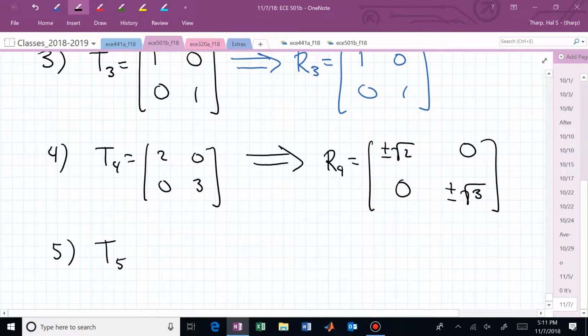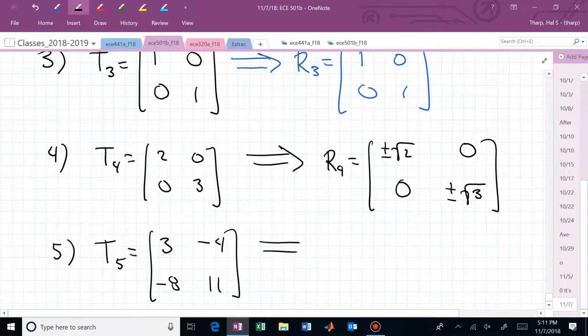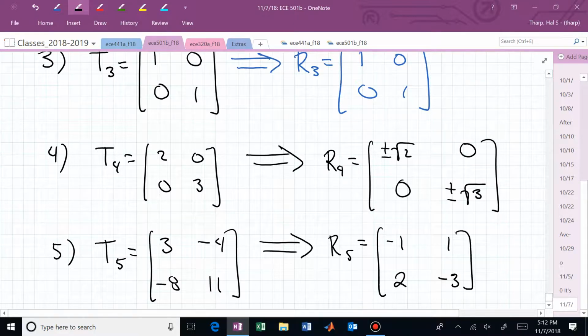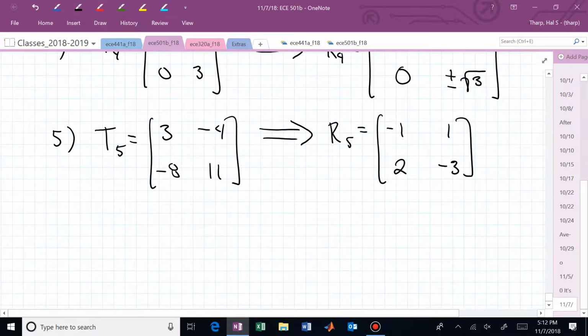What about T sub 5? Suppose this one now is something that's not diagonal, but yet it's 3, minus 4, minus 8, 11. And now, if I take R5, that equals minus 1, 1, 2, minus 3, I can form that product. And again, I said you have a whole week to be doing this. You can now multiply that 2 by 2 with itself and hopefully see that that equals T5.